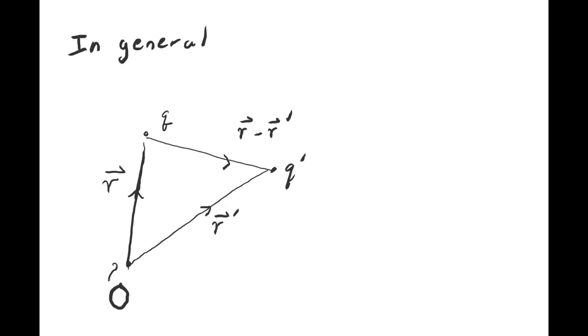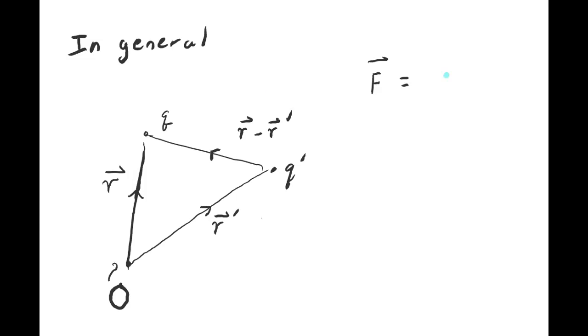And now I can write down my general expression for Coulomb's law. Note that when I add R and R minus R prime, actually the vector points in this direction, sorry. I do my vector addition correctly. So R minus R prime added to R prime gives me my vector R. So that's the right direction.